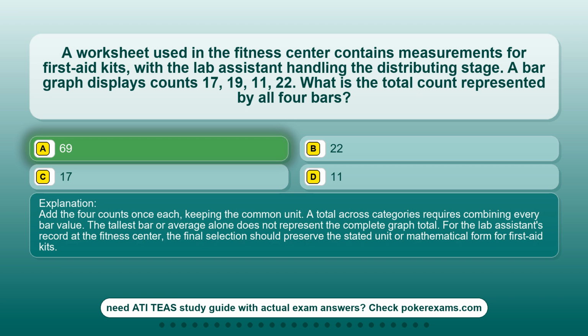Add the 4 counts once each, keeping the common unit. A total across categories requires combining every bar value. The tallest bar or average alone does not represent the complete graph total. For the lab assistant's record at the fitness center, the final selection should preserve the stated unit or mathematical form for first-aid kits. Question 11.